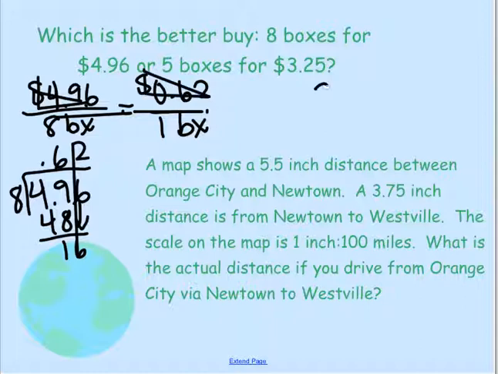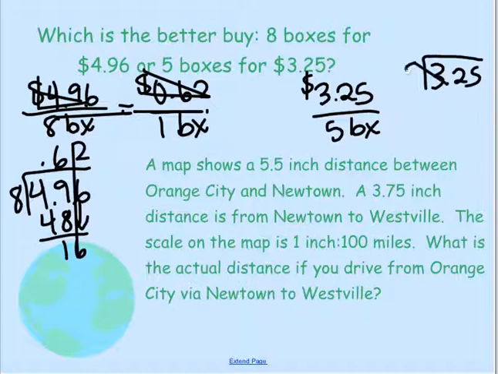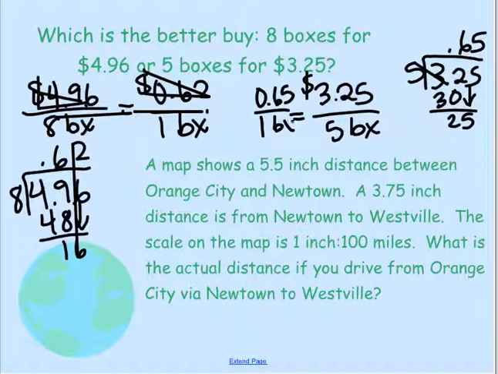Now, if we had $3.25 for 5 boxes, what would it be? Well, we need to take our $3.25 and divide it by 5. So we would get a 6, and we would have 2 left, and we would have 5. So it looks like this one is going to be 65 cents for 1 box. Well, in that case then, our 62 cents per box is the better buy, so the 8 boxes for $4.96 is going to be the better buy.